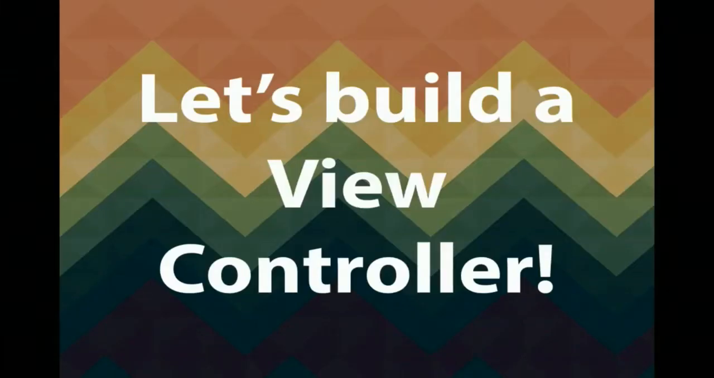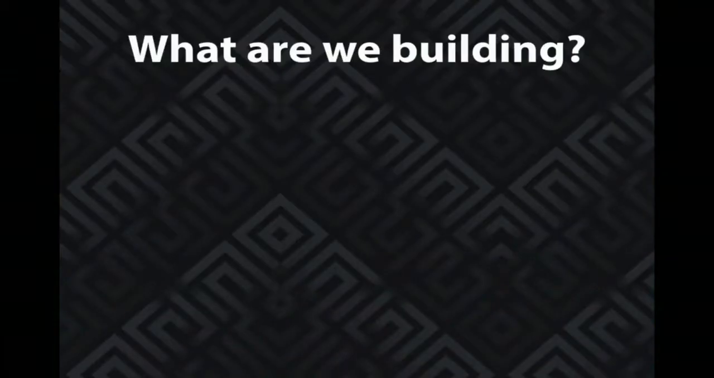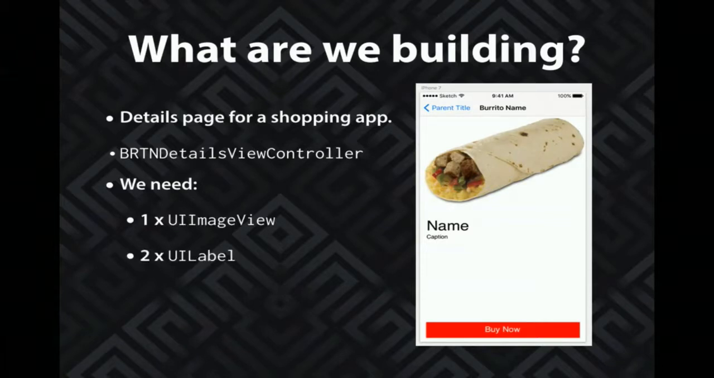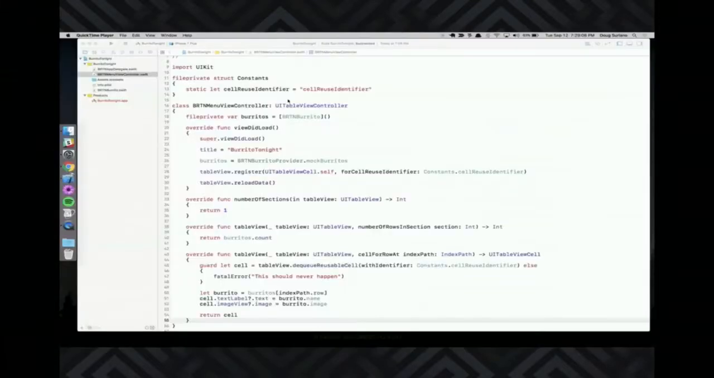All right, here we are. Let's build a view controller. All right, I'm excited. Okay, so what are we building? We're building a details page for a shopping app, HotelTonight. We're calling it BurritoDetailsViewController. Looking at this spec our designer gave us, we need what looks like an image view, 2 labels, and a UIButton. Yeah, that's it actually. And we're going to use layout anchors. All right, so here we go. First off, we're going to make our new view controller.